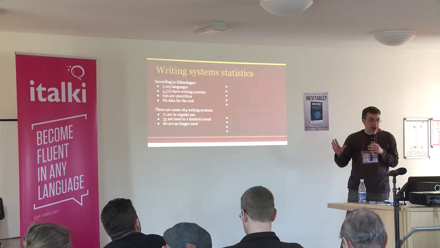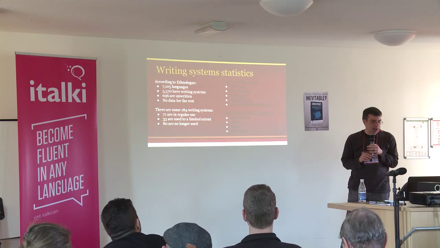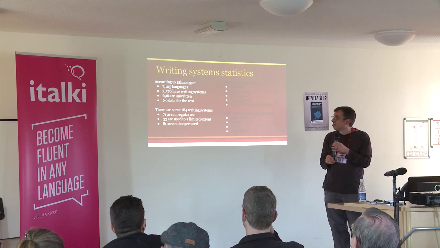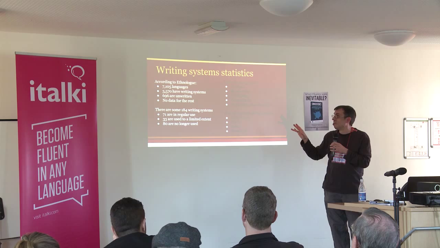Okay, so how many scripts are there? According to Ethnologue, there are 7,105 languages, 3,570 have writing systems, 696 have no writing system, had never been written, and nobody knows about the rest of them.